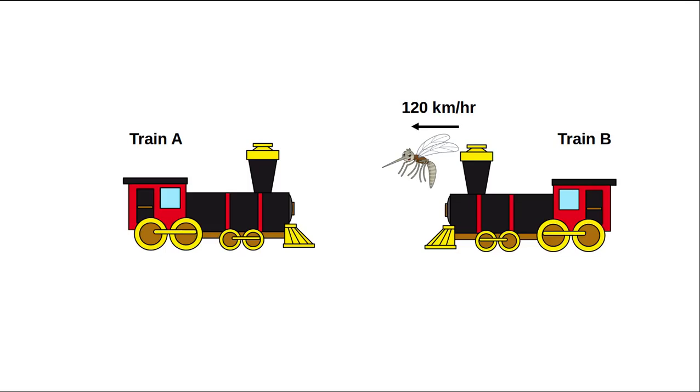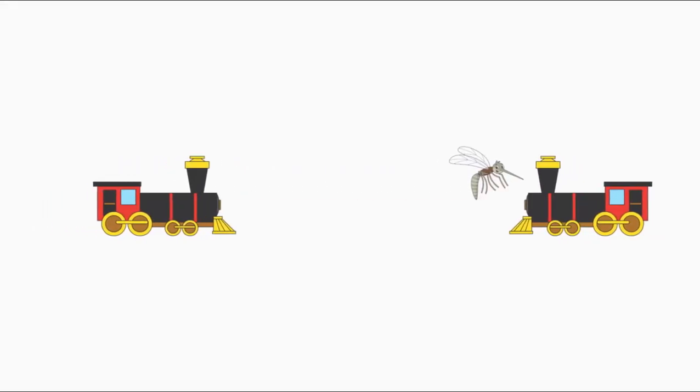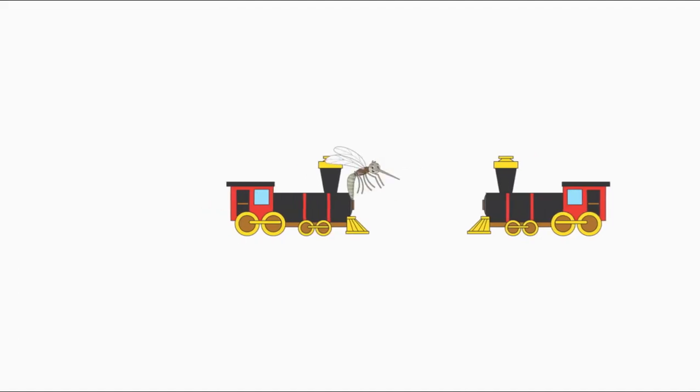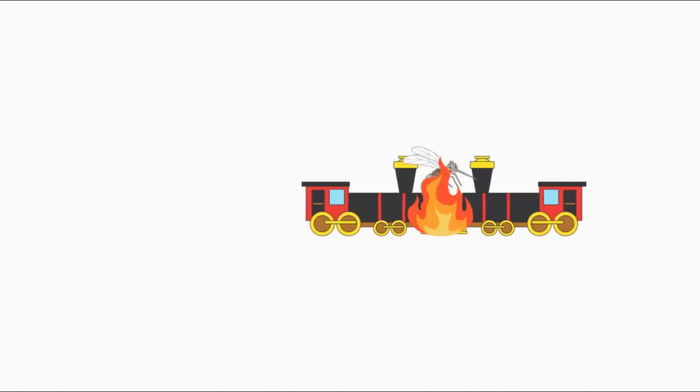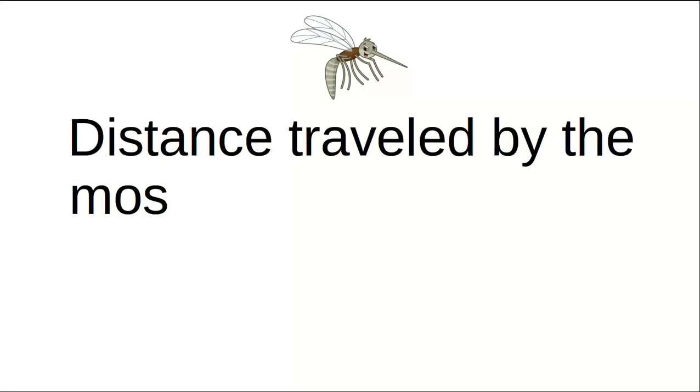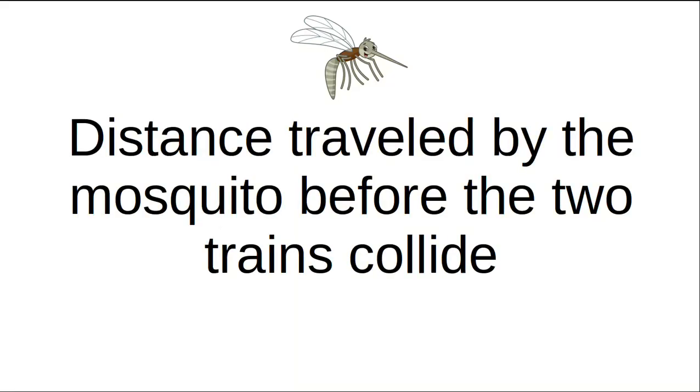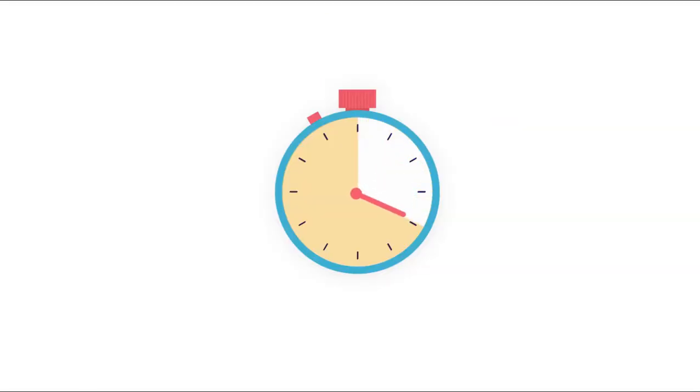The mosquito keeps flying at 120 km per hour, changing its direction after every collision. The process stops when the two trains collide and kill the mosquito. Here's a small animation for the mosquito train puzzle. The question that we are interested in is how much distance has the mosquito traveled before the two trains collide? Now is a good time to pause the video and try solving this puzzle.